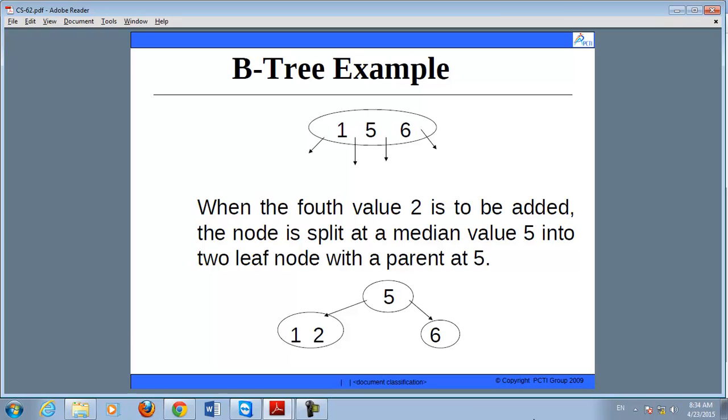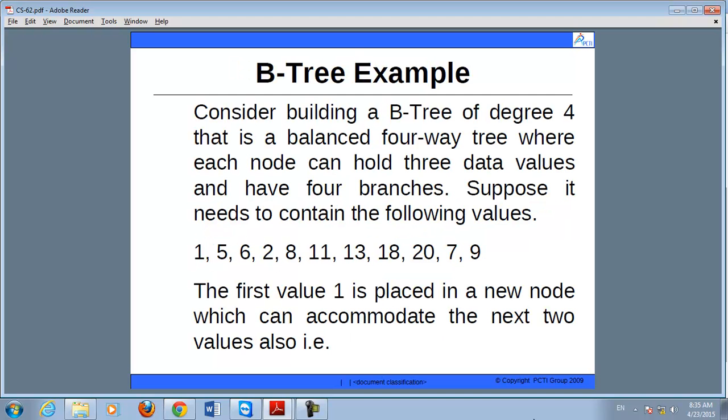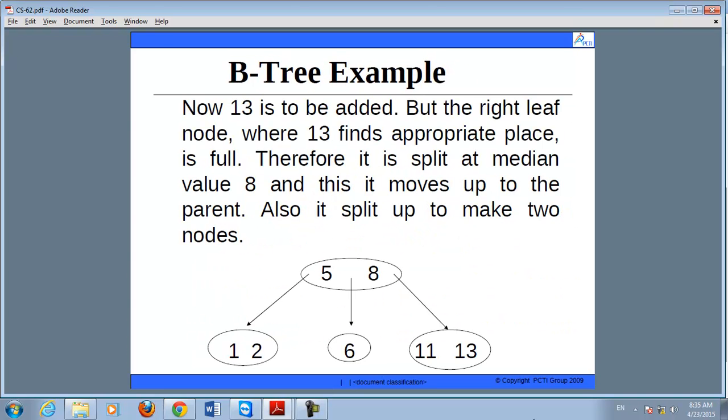That is, the smaller values will come at the left side of the root node and the greater values than the root node will come at the right side of the root node. But the difference between a B tree and a binary search tree is that in a B tree, one node can contain more than one value according to the order specified with the tree. The maximum number of values depends on the order, and the maximum number of values can be order minus 1. This is all about the B tree.